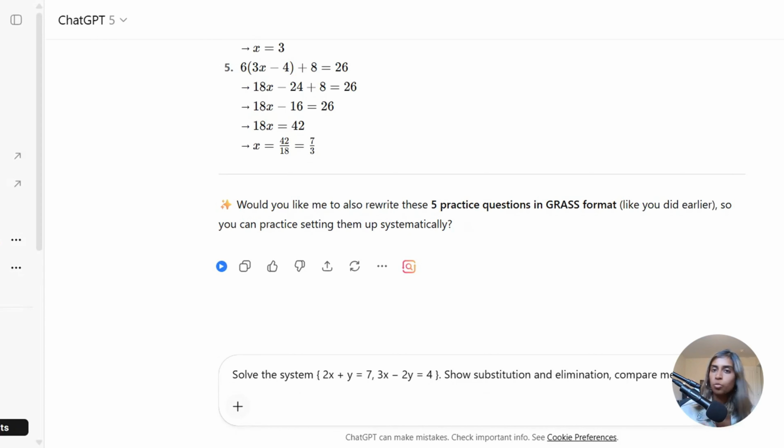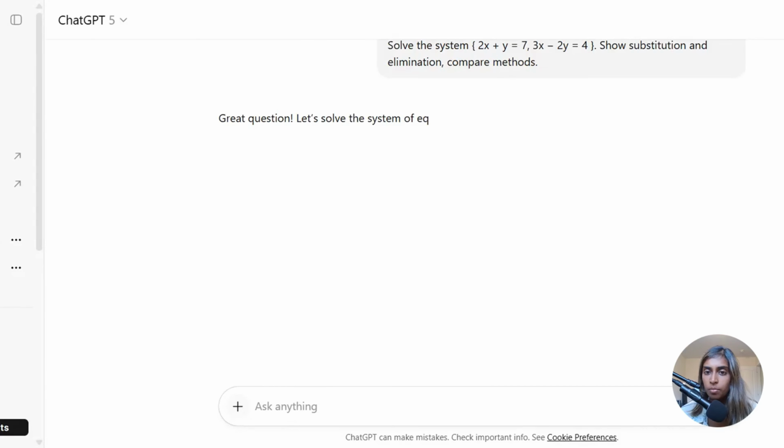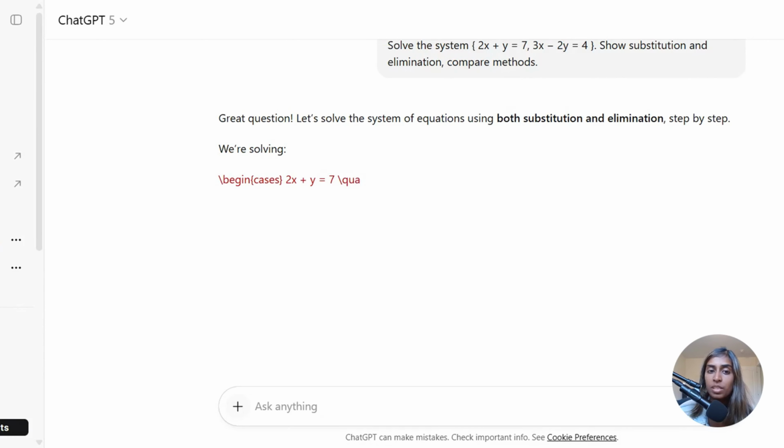already because we're moving here. We're moving. We're not getting stuck on one question. We're moving. One last one for algebra. Solve the system. See, that's a little bit harder, but I will say show substitution and elimination, compare methods, because maybe I have no idea how to solve this at all.